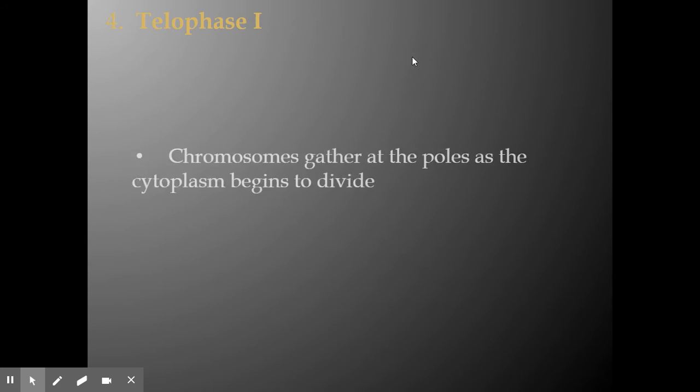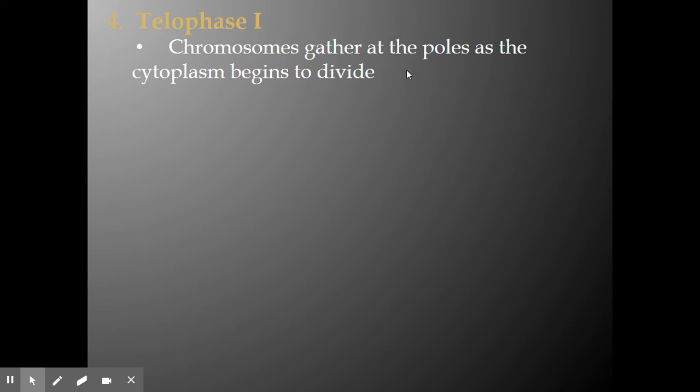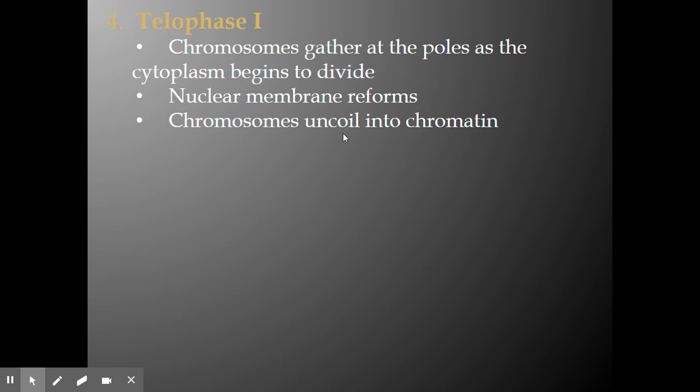Okay. Then we have telophase 1, which is similar to mitosis. The chromosomes gather at the poles, the cytoplasm begins to divide, and the nuclear membranes reform around the genetic material, the chromosomes, but they don't uncoil. Okay? They don't uncoil at this time.